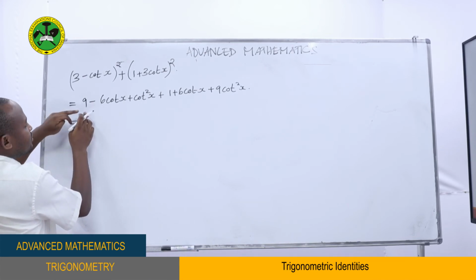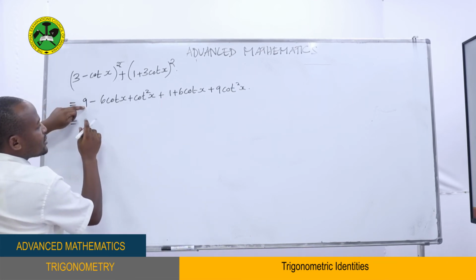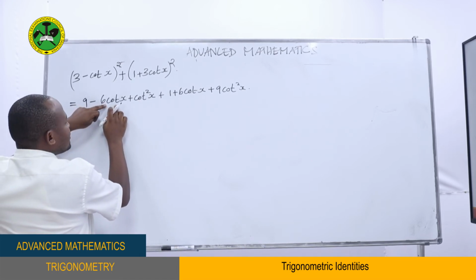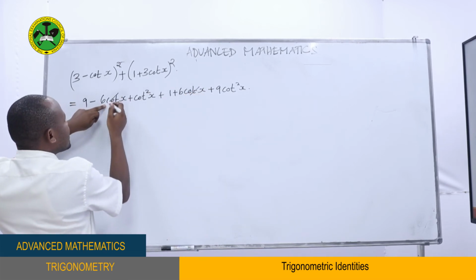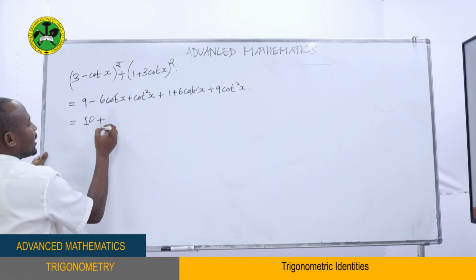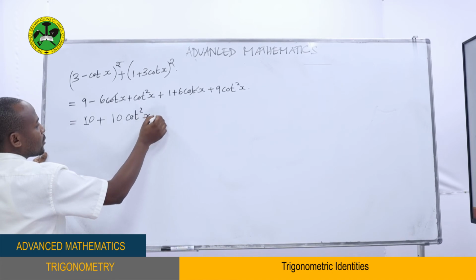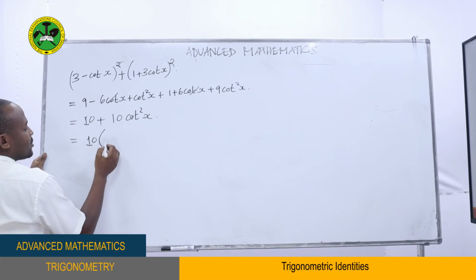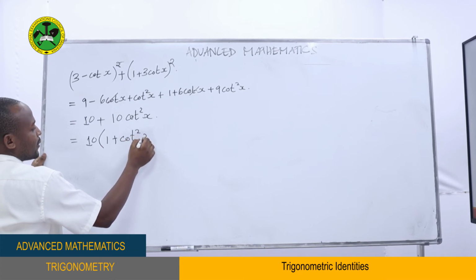Now let's go on. That means there we have a constant, and also there we have a constant. Can we collect the 2? That means we are going to be left with 10. The coefficient 6 cot x, that is negative and that is positive, so this one and that one go. And we are left with what? Cot square and that 9 cot square. That means we are left with 10 plus 10 cot square of x. Can we factor out 10? Yes, it is very possible. We are left with 10 times (1 plus cot square of x).